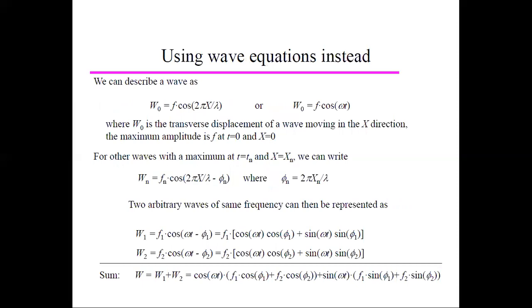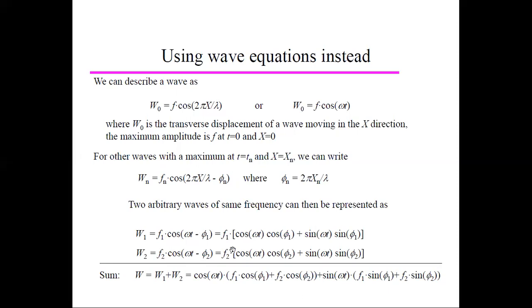Instead, we can use w naught equal to F cos 2 pi x divided by lambda, or w naught is equal to F cos omega t, where w naught is the transverse displacement of a wave moving in the x direction. The maximum amplitude is F at t equal to 0 and x equal to 0. For another wave with a maximum at t equal to tn, x equal to xn, we can write Wn equal to F. From this equation we can calculate this. After calculating Wn, we get two arbitrary waves of the same frequency.